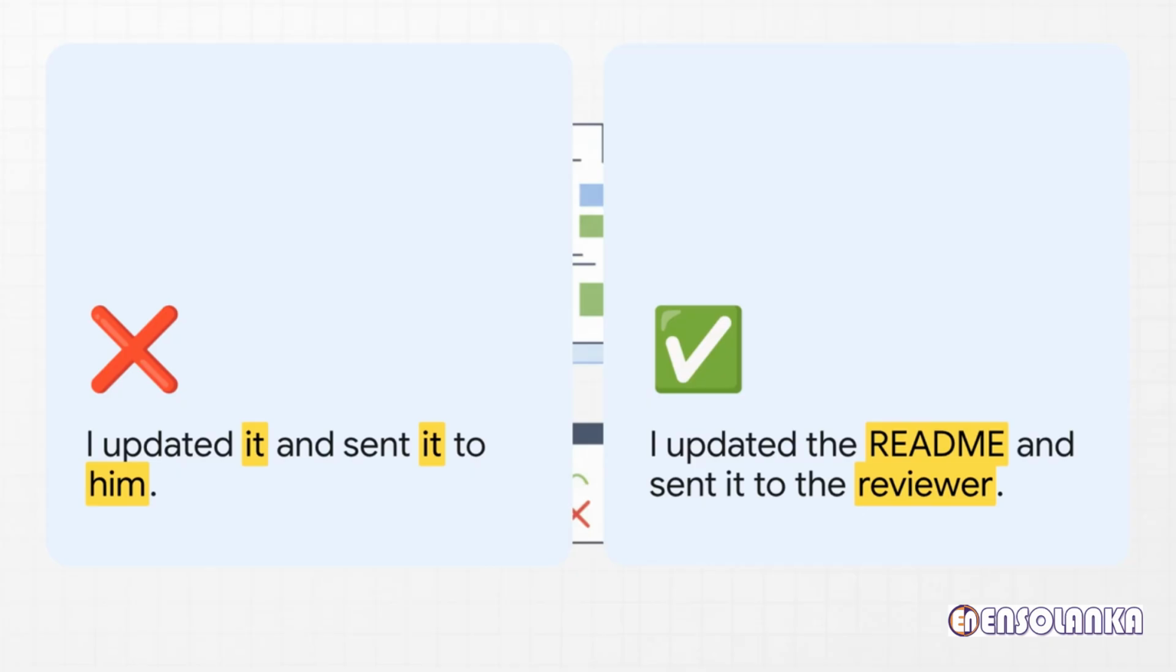Okay, just look at this bug report. I updated it and sent it to him. You know, as a project lead, this kind of thing is a total nightmare. What is it? Who in the world is him? This kind of ambiguity just grinds the whole team to a halt.